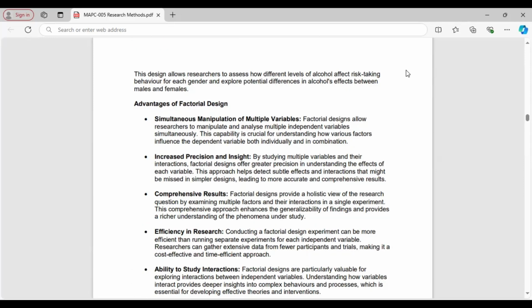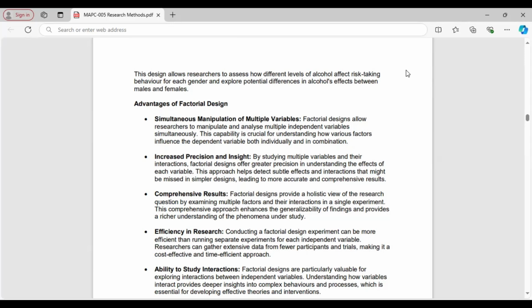Advantages of factorial design. Simultaneous manipulation of multiple variables. Factorial designs enable the analysis of multiple independent variables at once, thus enhancing understanding of the individual as well as combined effects. Increased precision and insight. By examining interactions, factorial designs detect subtle effects leading to more accurate results. Comprehensive results. They offer a holistic view by exploring multiple factors and their interactions in a single experiment.